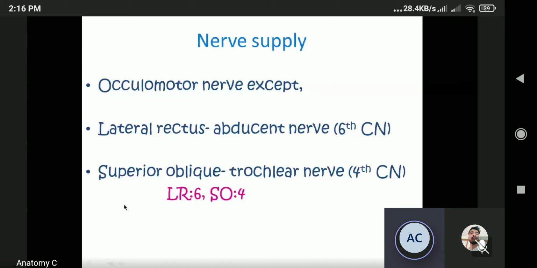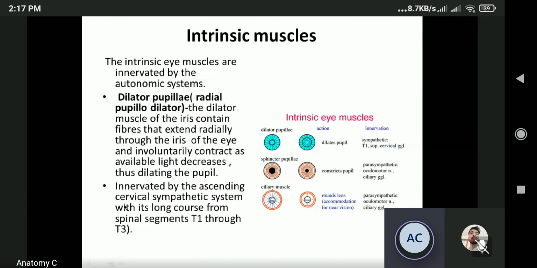Now intrinsic muscles. Intrinsic muscles are also very important. As I told you, maybe 2-3 years back, it came in the KU University exam, so please focus on this. Previously we did not give this intrinsic muscle, but nowadays, after that question, we have added a few points about it. The intrinsic muscles of the eye are the dilator pupillae, sphincter pupillae, and the ciliary muscles.